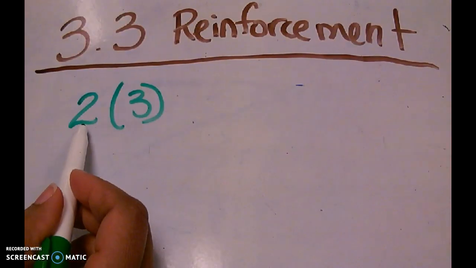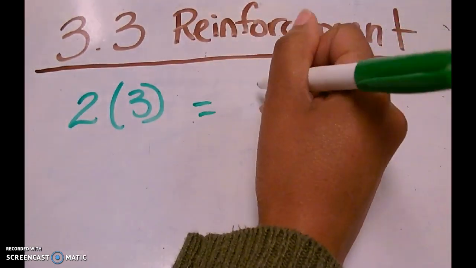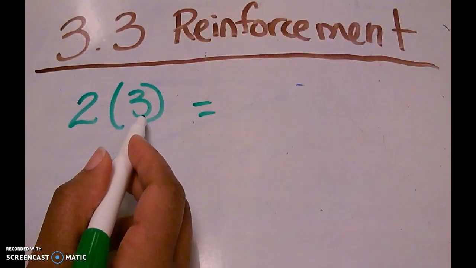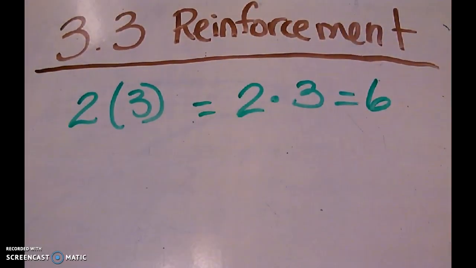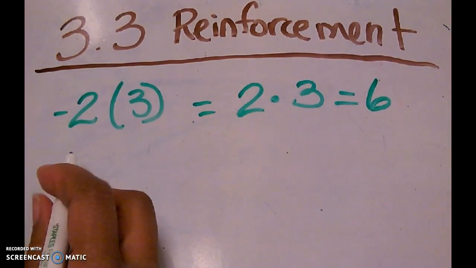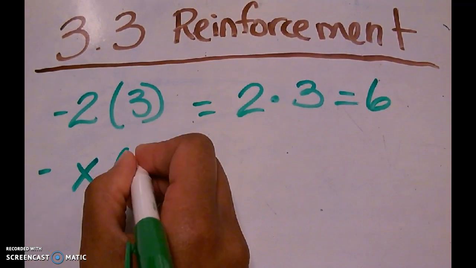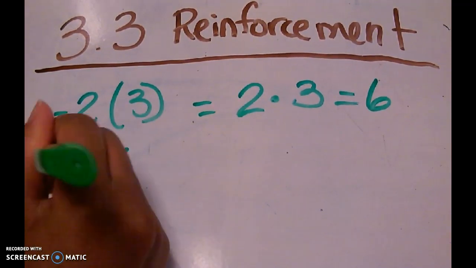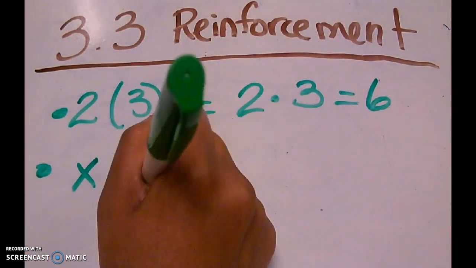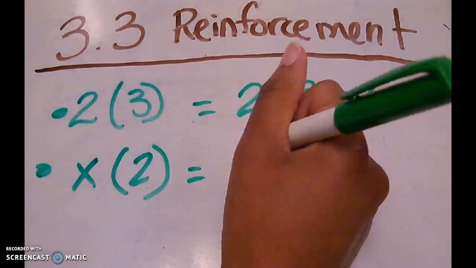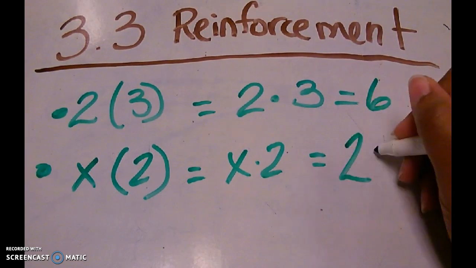Whenever you have a number or variable next to something in parentheses, this also means to multiply. So 2 parentheses 3 is the same thing as 2 times 3, which is the same thing as 6. Okay? For example, if I had x parentheses 2, then this is going to be the same thing as x times 2, but I would make sure to write that 2x.